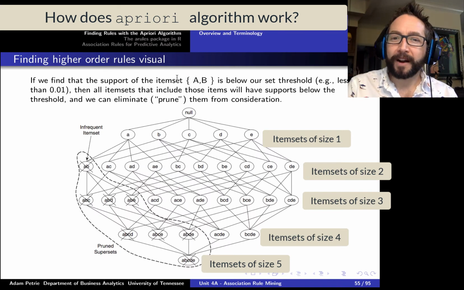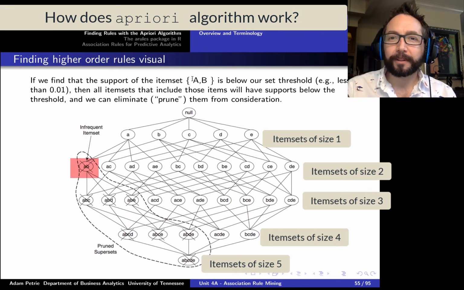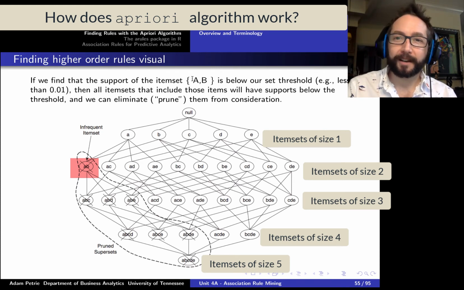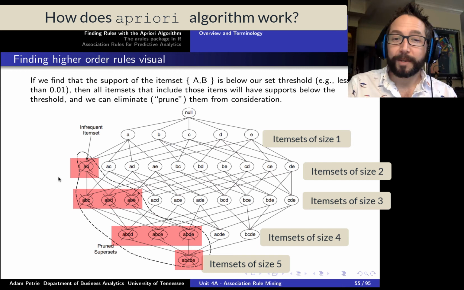So let's imagine that we find that item set AB is below our support threshold. We're only interested in rules that apply to 1% of carts, but items A and B appear in carts together only 0.8% of the time. So we automatically know that no rule involving item set AB is going to be interesting to us, and therefore any other item set that has both of those, all the item sets of size 3 that have both A and B, all item sets of size 4 that have A and B, and the one that had all 5 items, we can immediately just chop off of the search space.